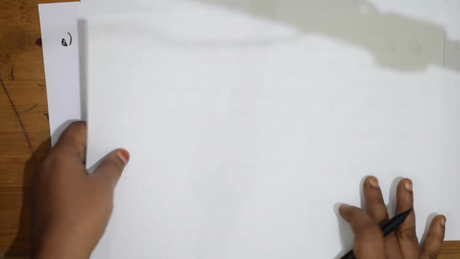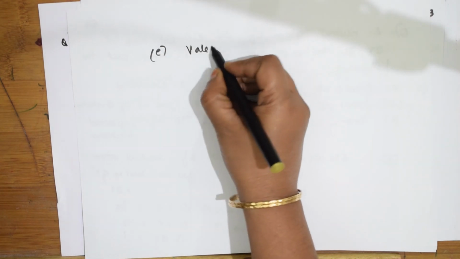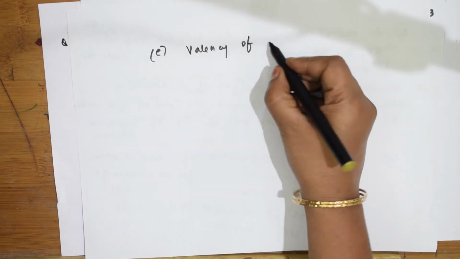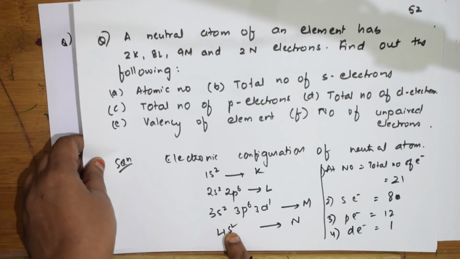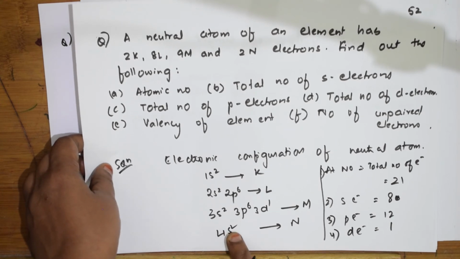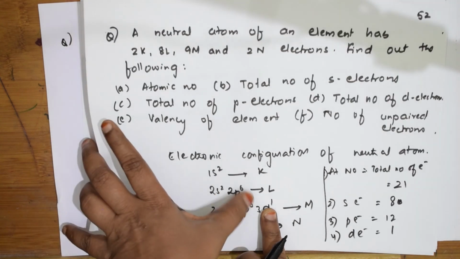Now I need to finish calculating the valency of the element. So what is the valency? It can show plus 2. It can lose these 2 electrons, so it becomes plus 2. It can also lose 1 electron, because this is stable, isn't it?